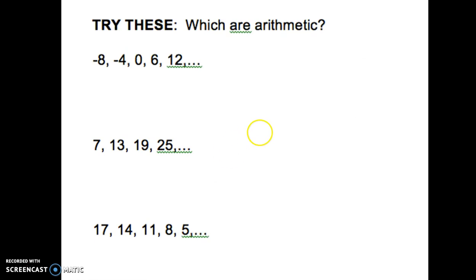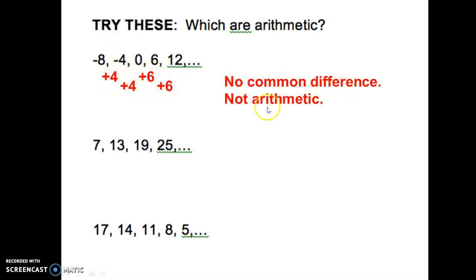All right, look at these on the bottom of your page, and the question is, which are arithmetic? Take a look at these and decide which are arithmetic. First one, yes or no? Well, adding 4, oh, adding 6, adding 6. It seemed to have a pattern, but then it changed. So there's no common difference, so it's not arithmetic.